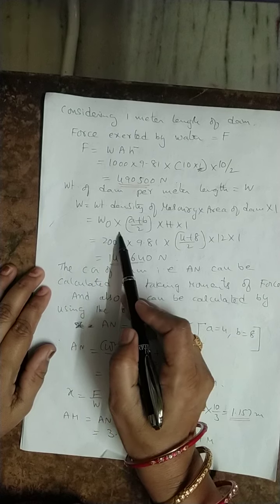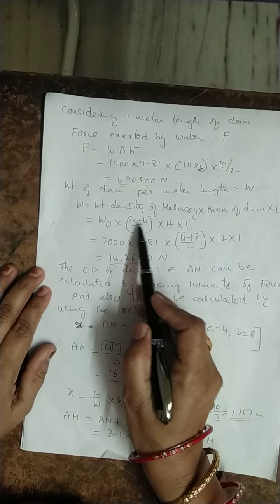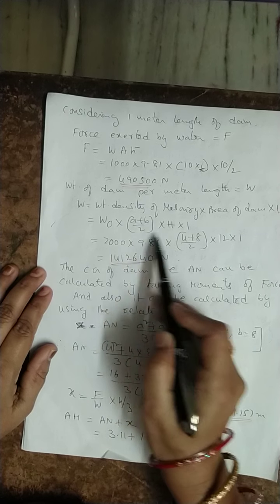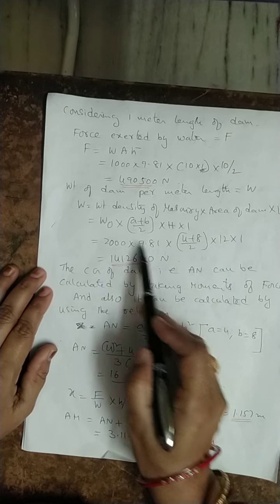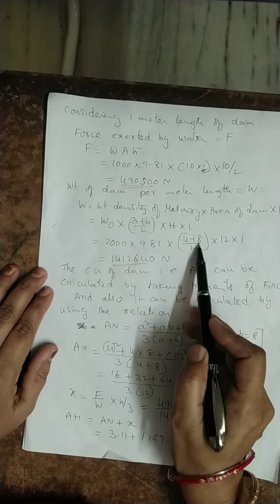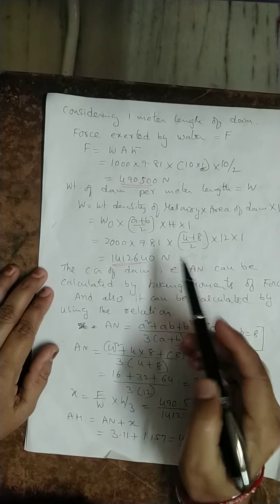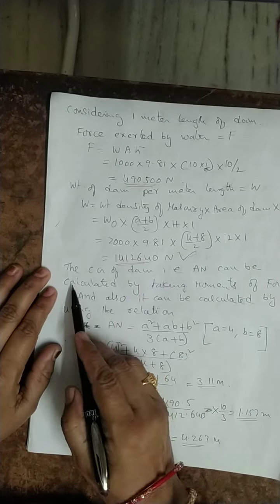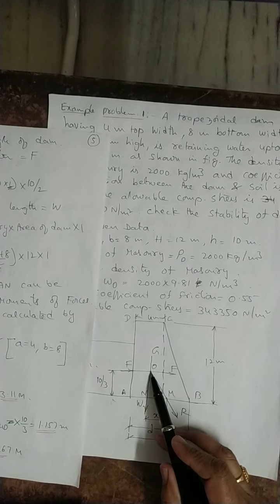So WO into area of the dam, which is A plus B by 2, where A is the top width and B is the bottom width, into the height of the dam H into 1. So 2000 into 9.81, A is 4, B is 8, by 2, into H, the height of the dam, 12, into 1. So this comes to this value. And now the CG of the dam. You can remember that this is the CG of the dam.